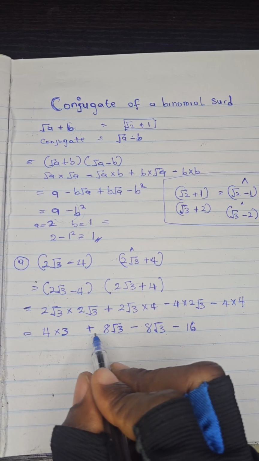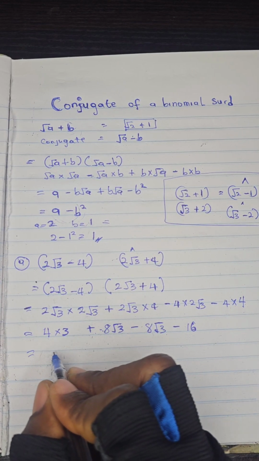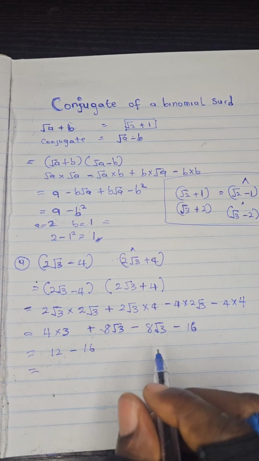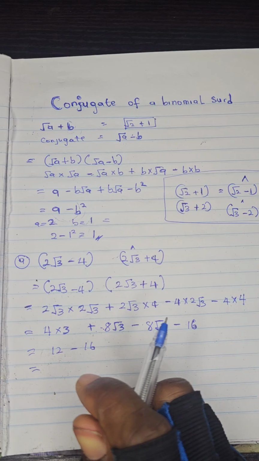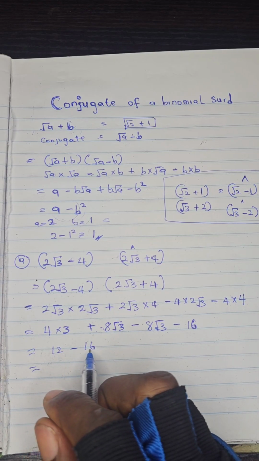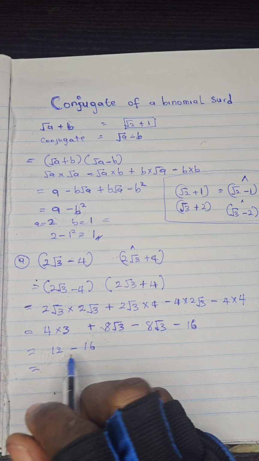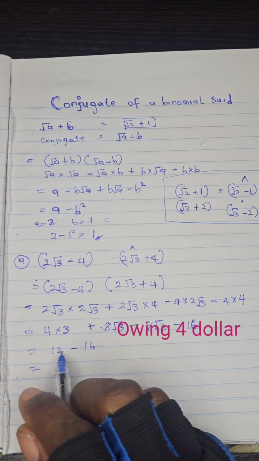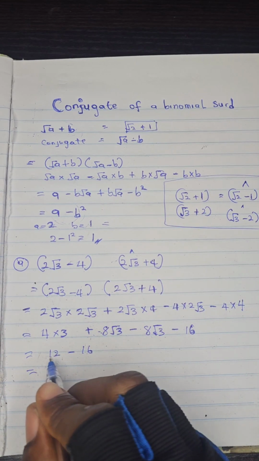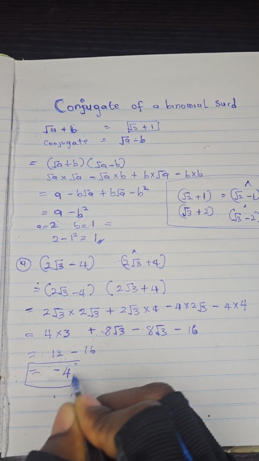So by the time you check it, these two cancel out each other and you have 12 minus 16. Let me teach it like a baby: you have 12 naira and you are owing someone 16 naira, or you have $12 and you're owing someone $16. By the time you pay this person the $12, you will still be owing the person $4 left. So plus 12 minus 16 is minus 4 as a final answer.